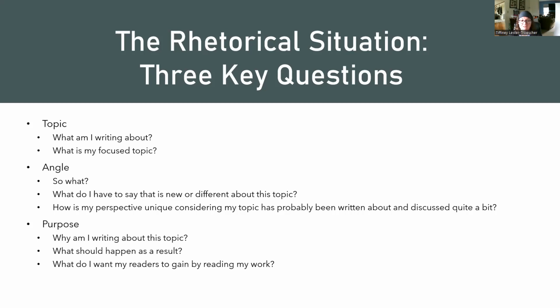Then you have your angle, and that's sort of like okay, so what? What do I have to say that's different about this topic? Because no matter what your topic is, at this point in human history, that topic has probably been written about 100,000 million times. And that's not to say that means you shouldn't write about it, but you do need to think, okay, what am I bringing to the table that's different? How am I approaching this topic in a way that is unique or different?